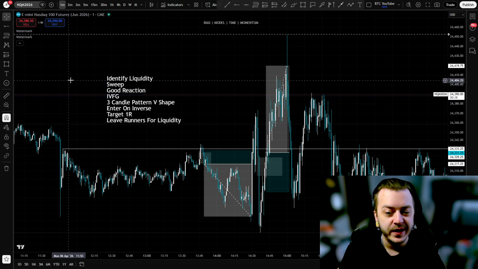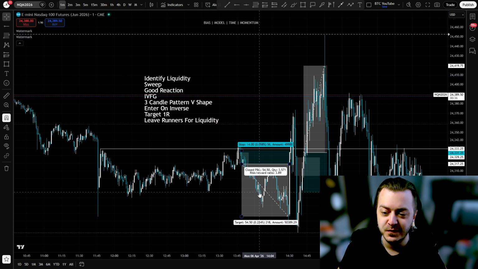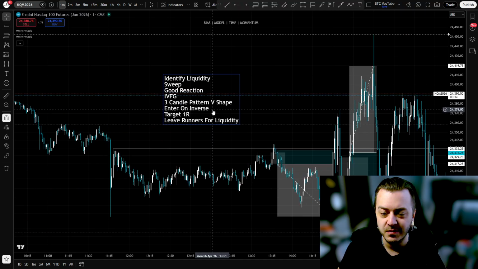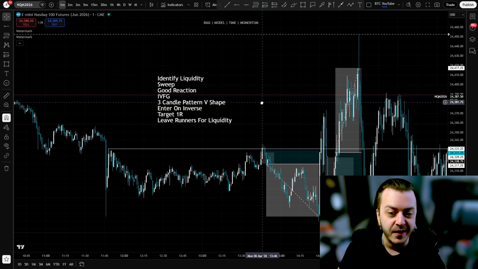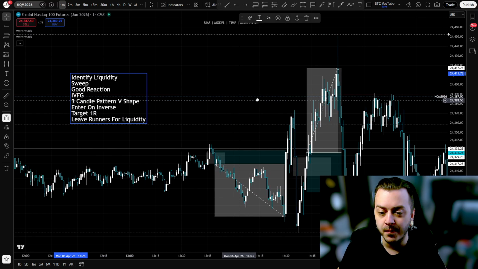Alright then, let's talk about the two winning trades that I took yesterday. This one was 4R, this one was 2R, 3R maybe if you were lucky. But as we could see, this is my strategy. Very, very simple. Got it all marked out for you here.